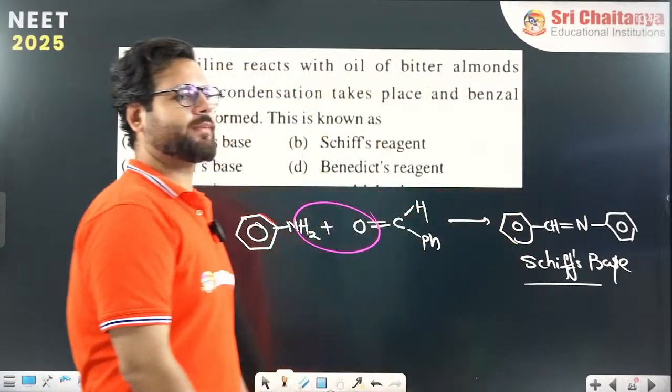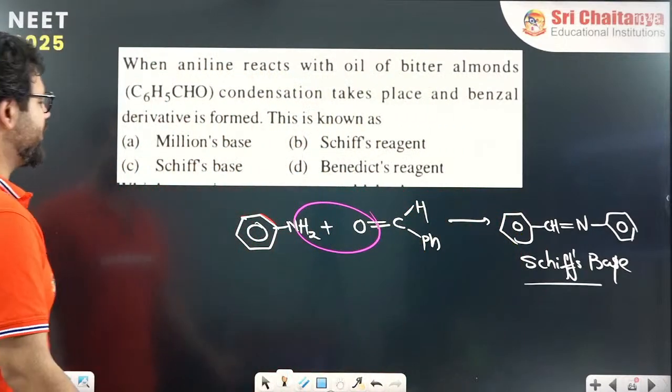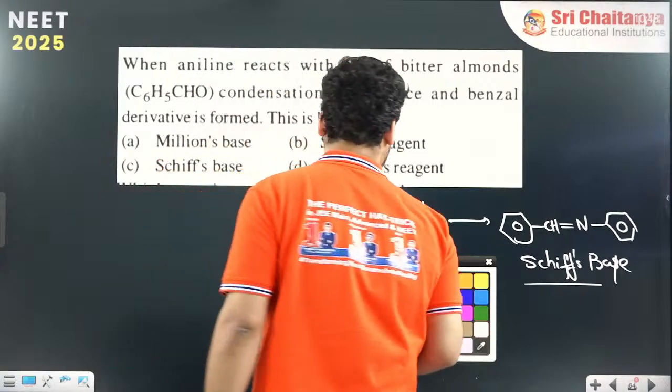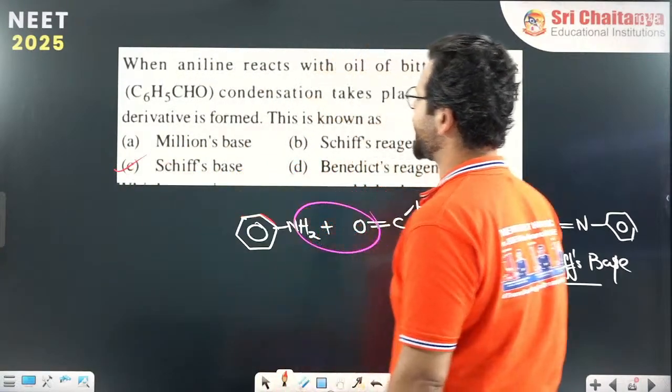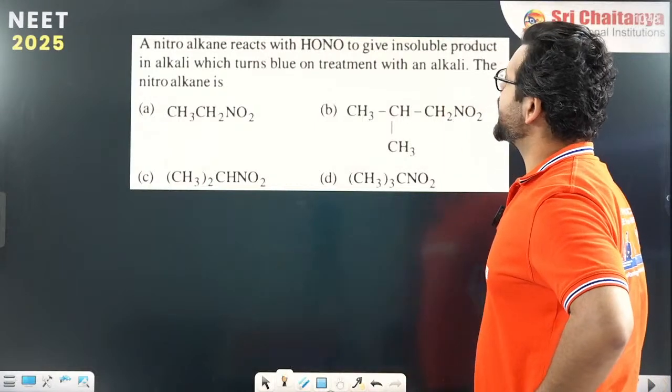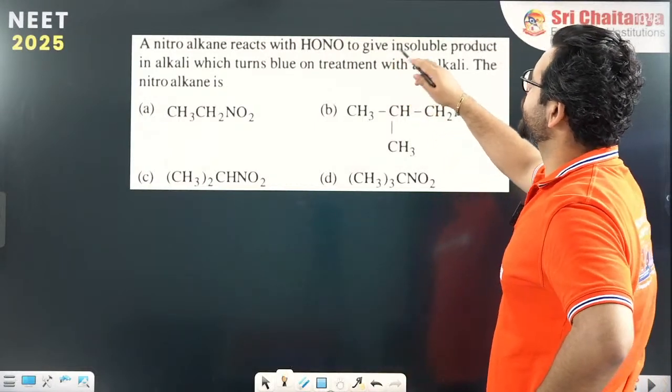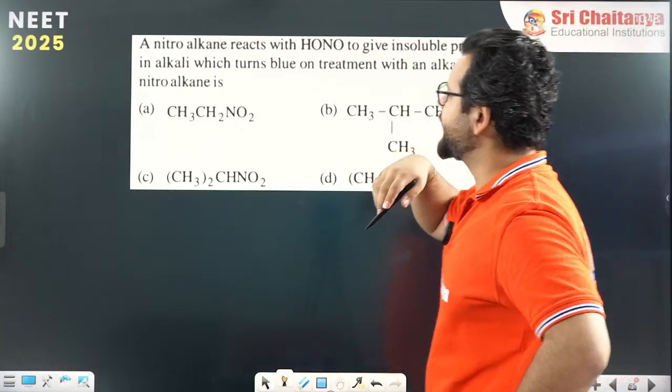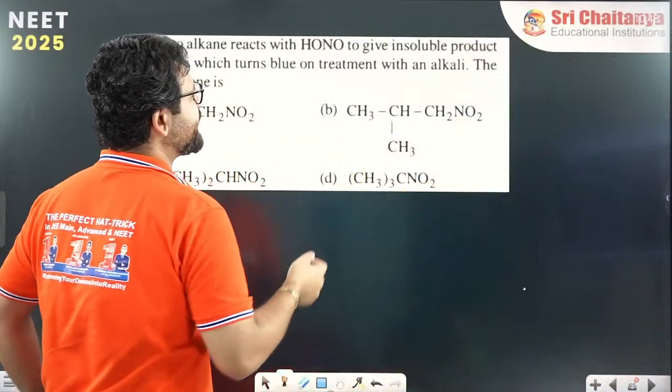Okay, this is called Schiff's base. Remember it only, there is no other way. In the table of NCERT, they have given this name as well. Next one. Next one says nitroalkanes with HNO2 give an insoluble product in alkali, which turns blue on treatment with alkali.